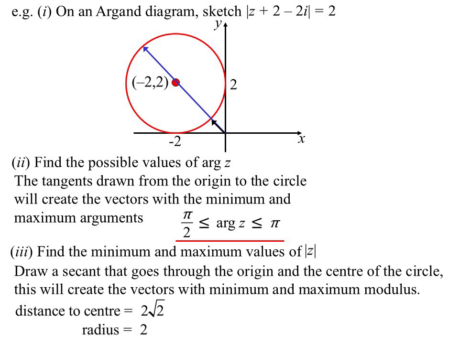We also know the radius of that circle is 2. So therefore the minimum must be 2 root 2 minus 2. And the maximum must be 2 root 2 plus 2. So to find your minimum and maximum, wherever the starting point is, in my one it's 0 because it was just z we were talking about, draw it through the centre and then work out what those lengths are.